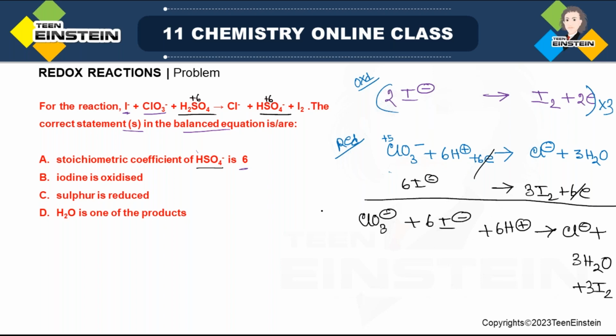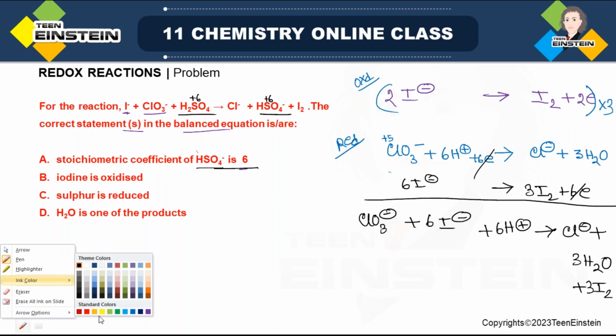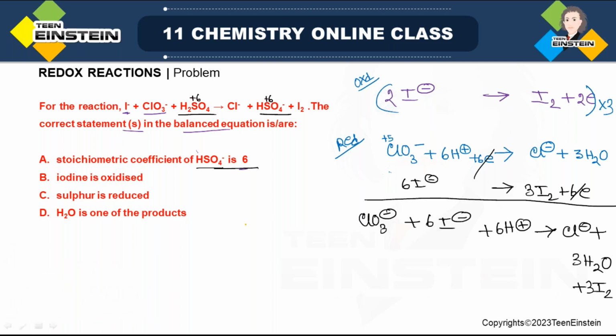Now, how to know that the first statement is correct or not? It is saying that the coefficient of HSO4 is 6. Now, it is the final balanced equation that we have obtained. That is basically ionic equation. But from ionic equation also you can understand whether this statement is correct or not. 6H plus means what? If you write it in terms of H2SO4, it will be basically 3H2SO4.